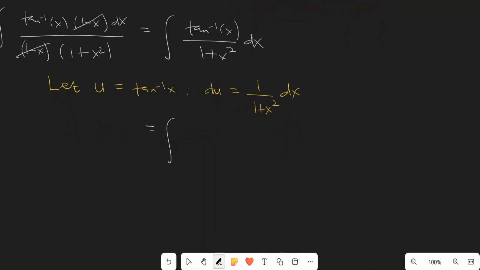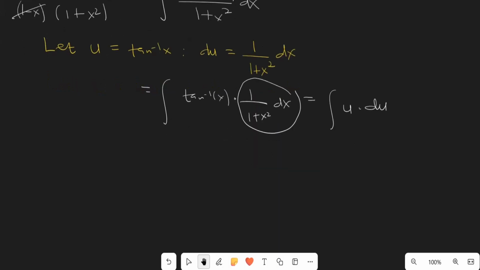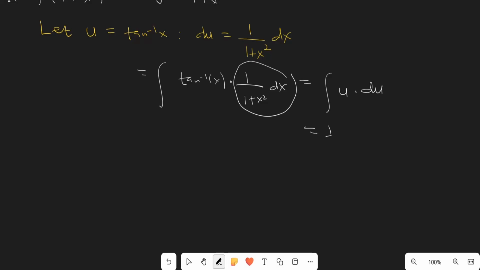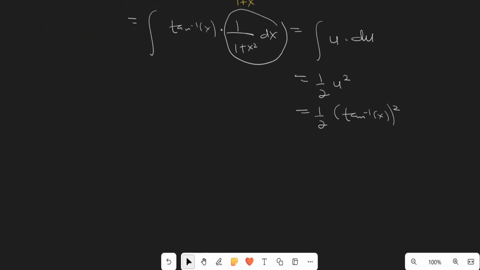And this integral really is now the integral of the tan inverse of x times 1 over 1 plus x squared dx. And that is going to be the integral of tan inverse of x, which is u, times this one, which is du. So that is going to be 1/2 u squared. But what is u? u is tan inverse of x. So that is 1/2 tan inverse of x squared. So this is the value of our integral.